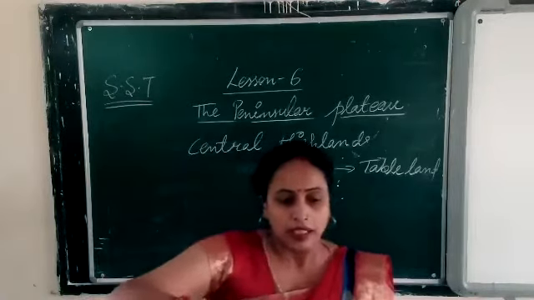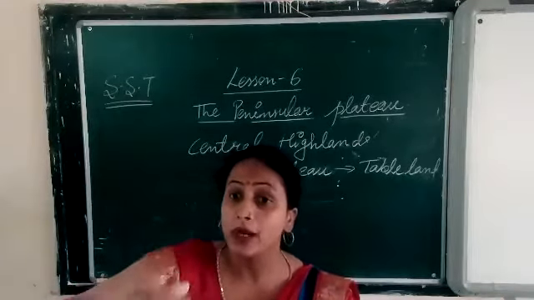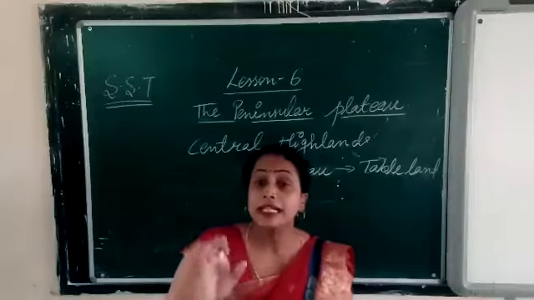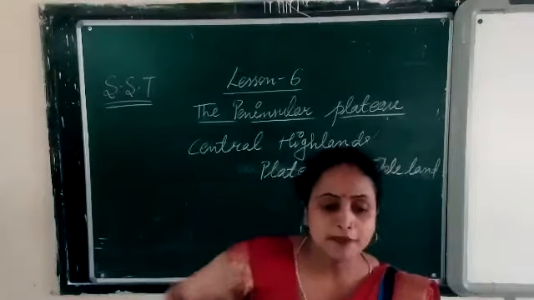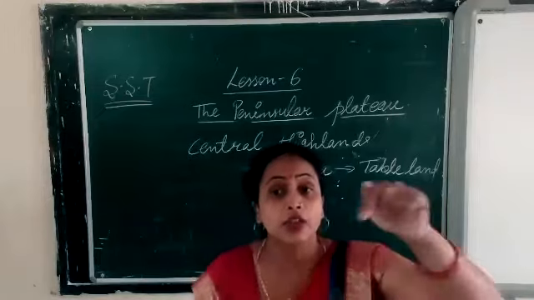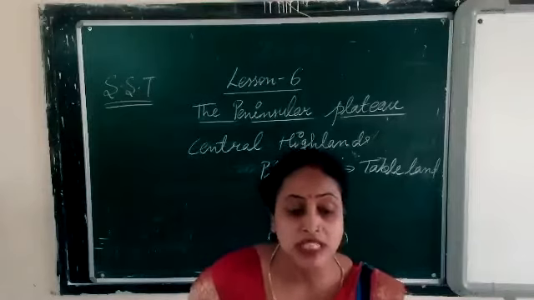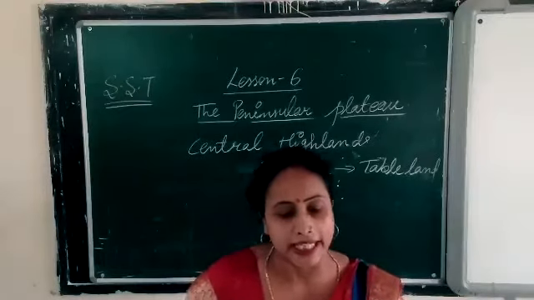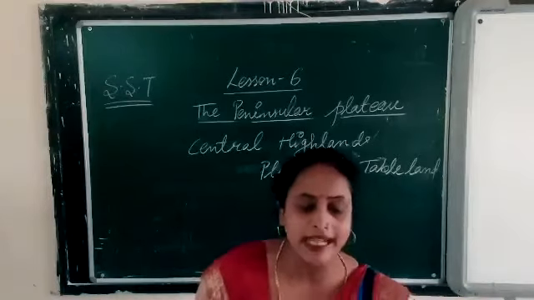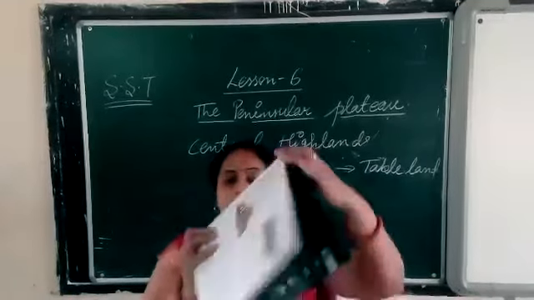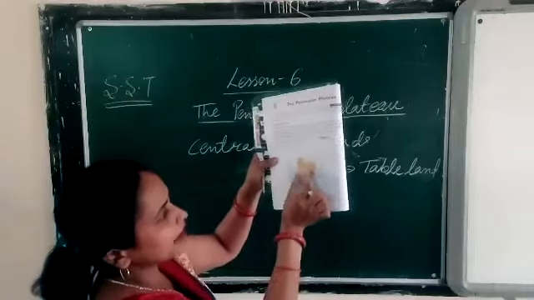Now we will learn about the plateaus in this chapter. So here, the peninsular plateaus, see in your book, first part. The peninsular plateaus lie to the south of the northern plains and the sandy areas of the west. It includes the central highland and Deccan plateau. Here you see, this is the central highlands and Deccan plateau.